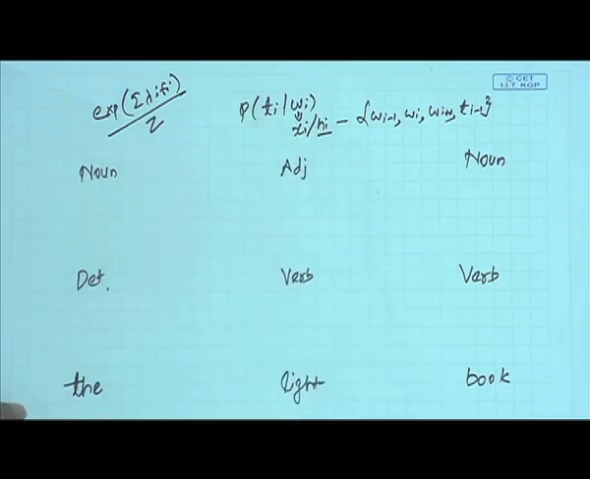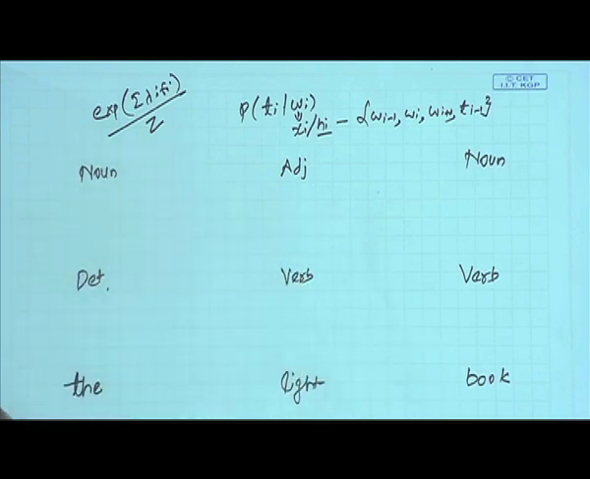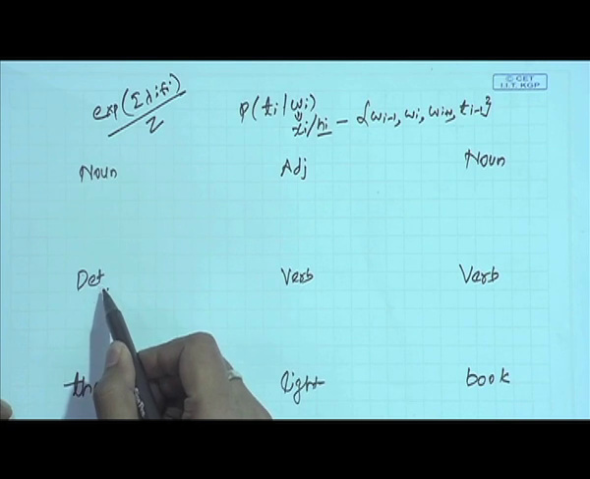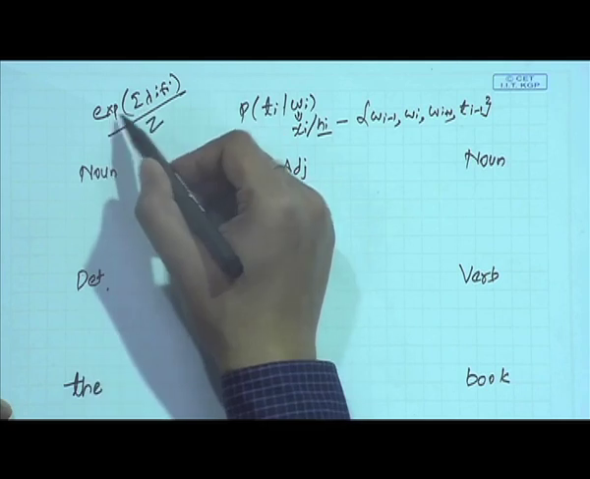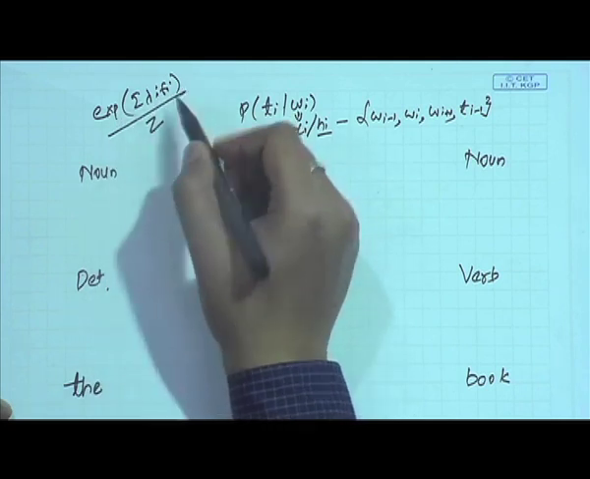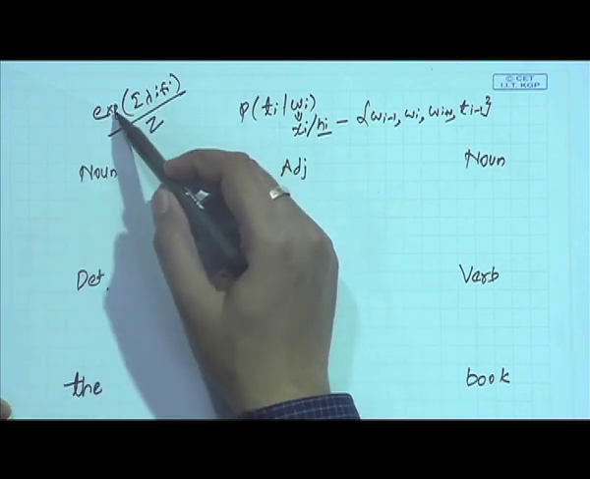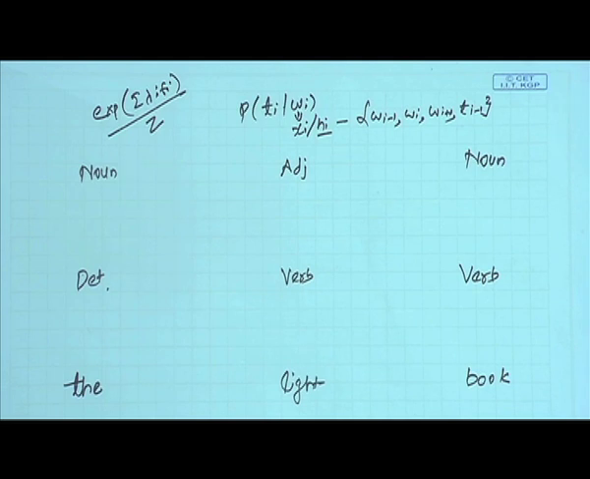And z is nothing but a normalization constant, so that all the tag probabilities add up to 1. So let us try to do that. When the tag is determiner, the word is "the". Let me write down exponent of summation lambda_i f_i, and lambda_i is 1 in this problem, so it will be simply exponent of summation over f_i. So what features are 1, what features are 0?